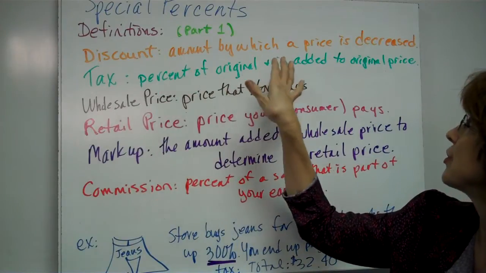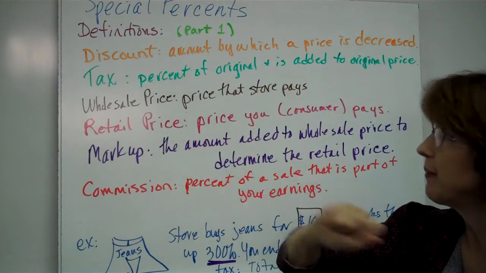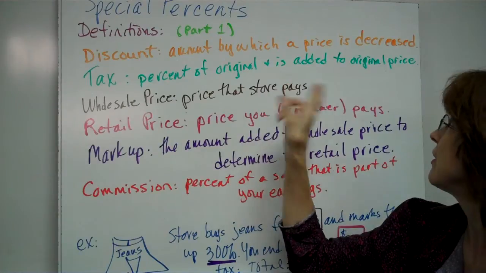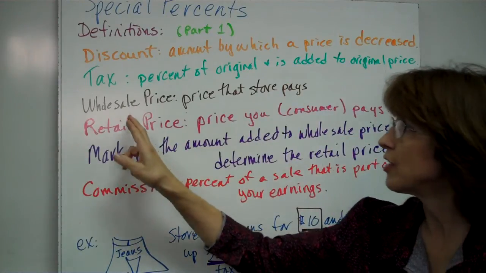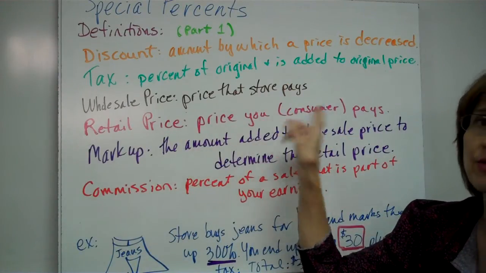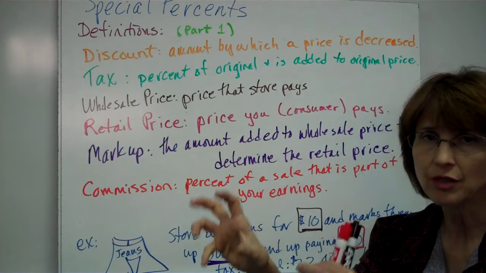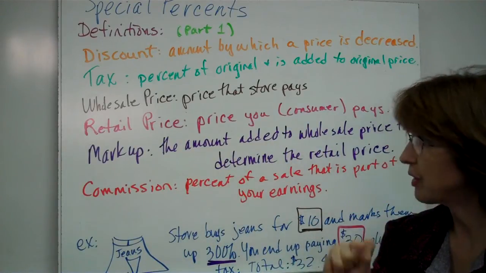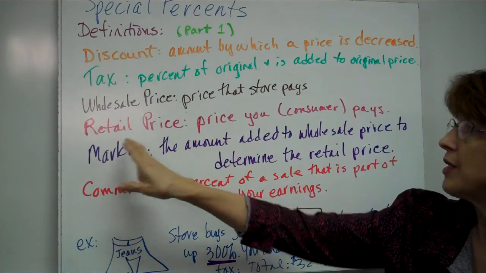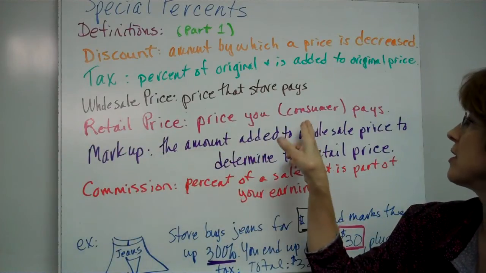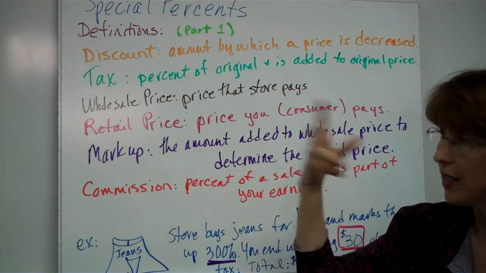Discount is the amount by which a price is decreased. That's what you don't have to pay. Tax is a percent of the original, and that's added to the original price. Wholesale price is a price that the store pays. That's what they pay when they go buy those pairs of jeans, that purse, or whatever they're buying. Retail price is a price you as a consumer have to pay. That's what they mark it up.